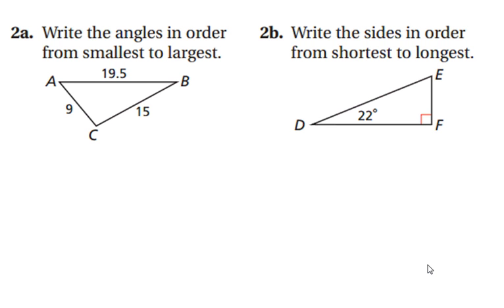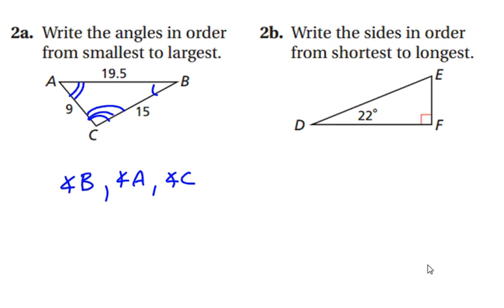So the smallest angle in this case is going to be angle B. And then the next smallest is going to be angle A. And the largest angle is angle C. So it goes angle B, angle A, angle C: smallest, then the second smallest, and then the largest angle. Should make sense. And then for 2B, we have to write the sides in order from shortest to longest.